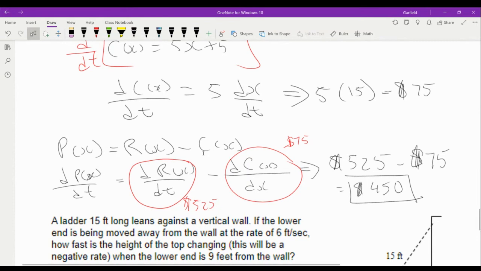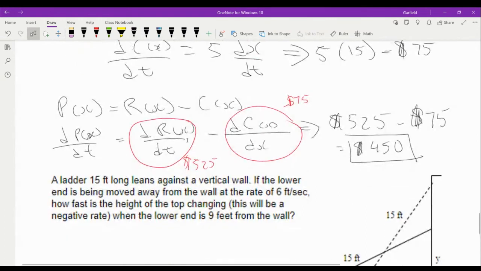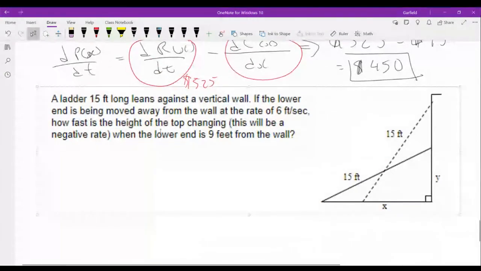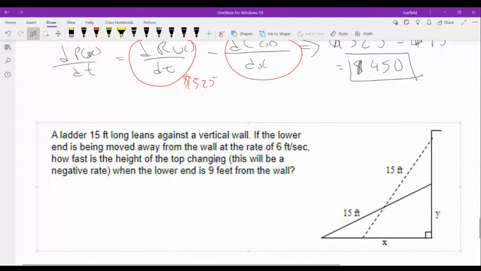All right, questions on this before we move on? One more problem I want to cover. All right, let's look at this one. This is number 11, probably the most challenging problem in the assignment.